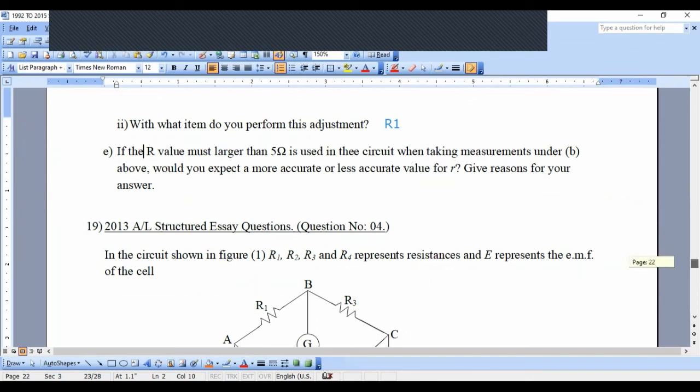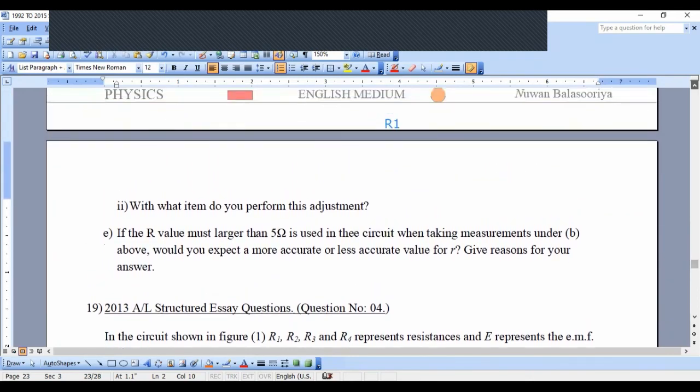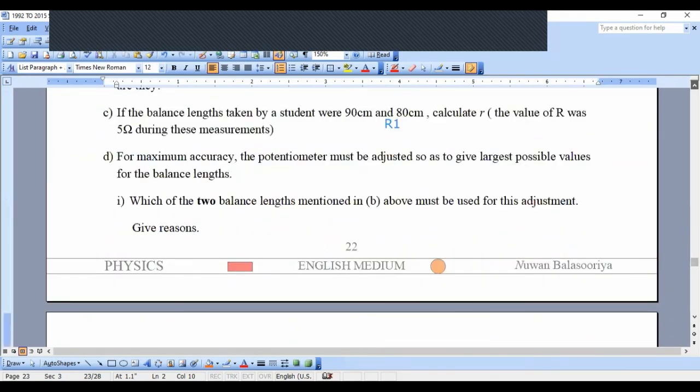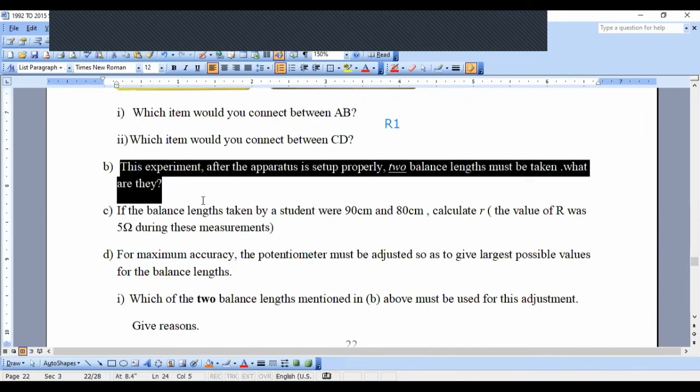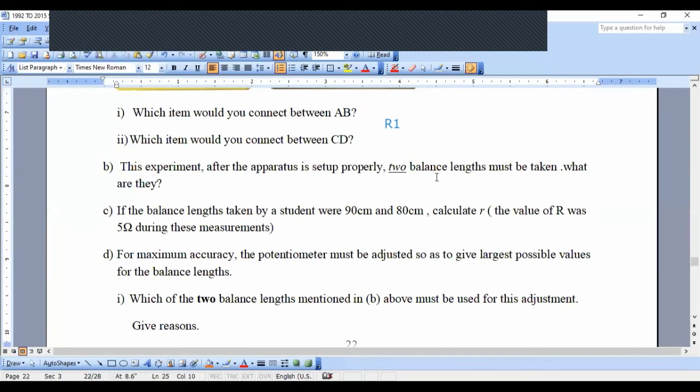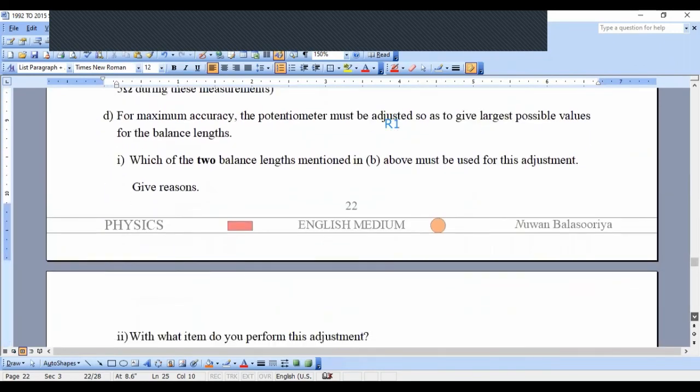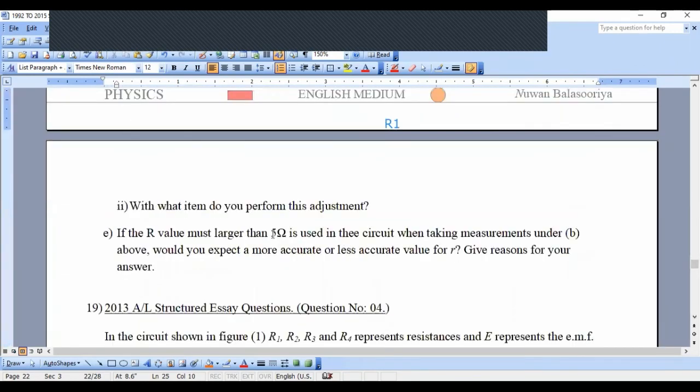Let me show you simple B. What is simple B? Sometimes you may have forgotten. In this experiment, after the apparatus is properly set up, two balance lengths must be taken. What are they? Two balance lengths must be taken. So when we take balance lengths, we have kept R as 5 ohms. So what will happen if we increase the value of R greater than 5 ohm? That's the meaning of the question.